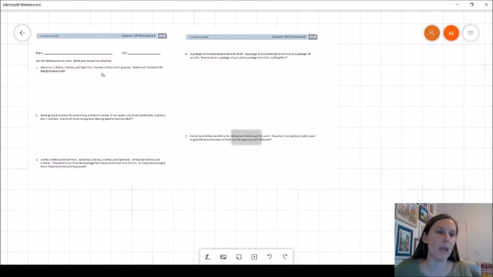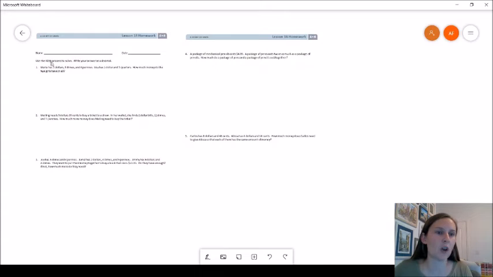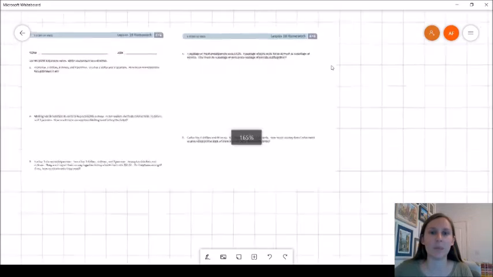But first, on the first page, it says, use the read, draw, write process to solve. Write your answer as a decimal. So I'm going to read the problem. I'm going to draw a model and show my thinking and show my work. And then I am going to write my answer as a sentence with my answer as a decimal.